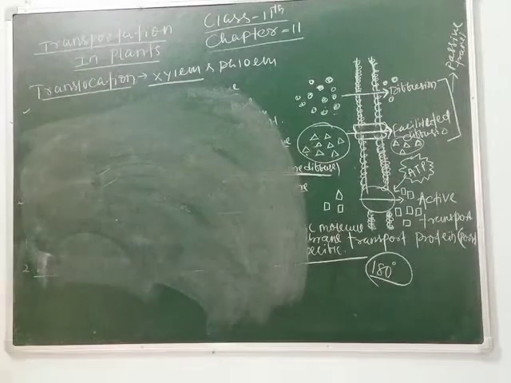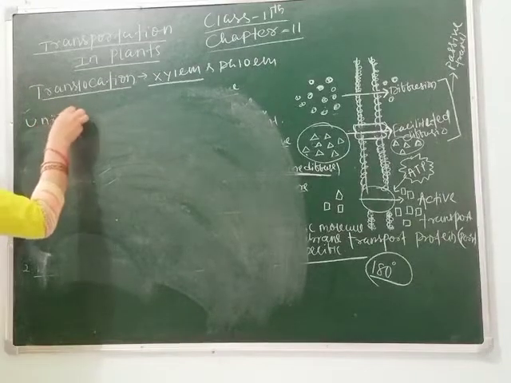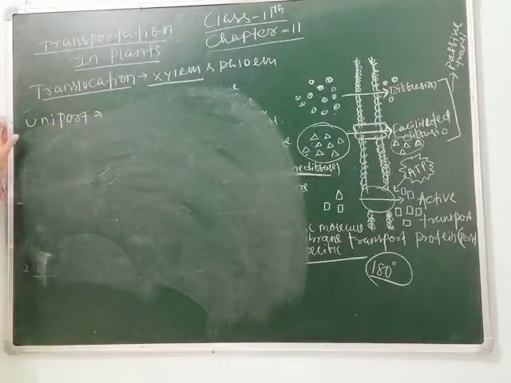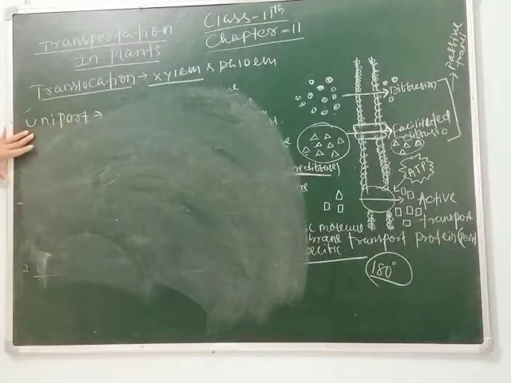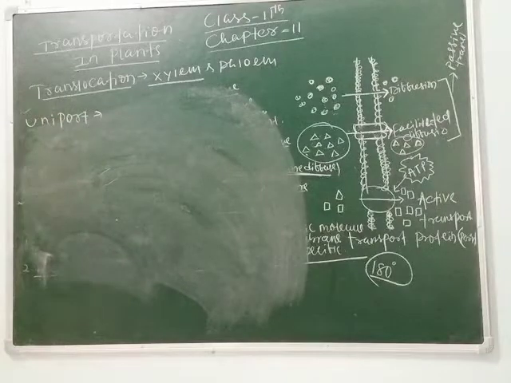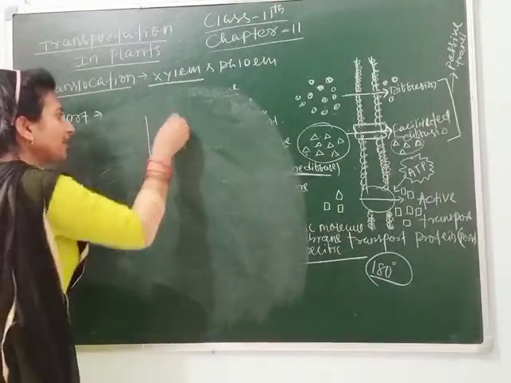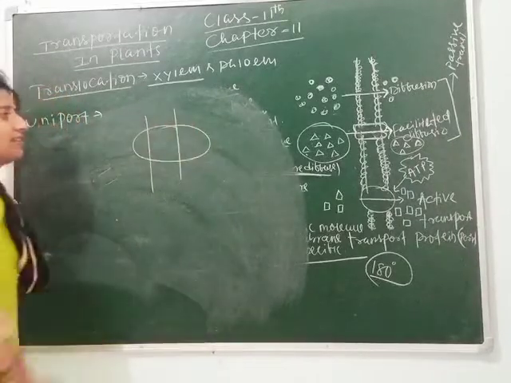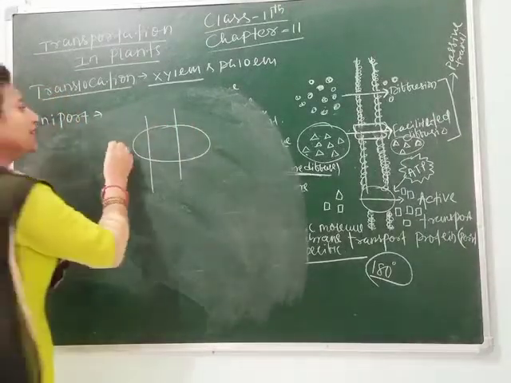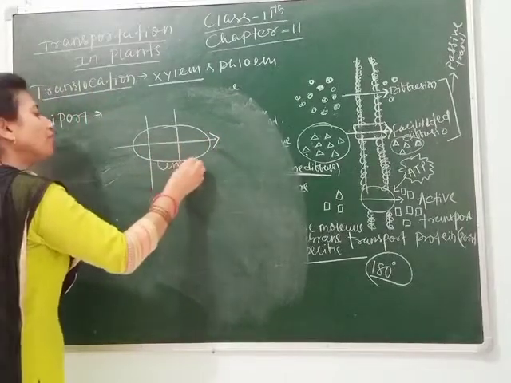Let's see. In facilitated diffusion, there are 3 types of movement. One is uniport. What is uniport? In uniport, a transmembrane protein allows a molecule to pass through independently of any other molecule. Clear? Suppose you can see, this is the movement of molecules in a single direction. So this is called uniport.